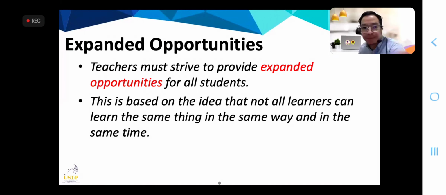So for chapter 1, you're already violating the principle of expanded opportunities, because according to Spady, not all learners learn at the same time. So probably when you design your instructional materials, how do you address this one? You allow students to proceed to the next topic even if it's not yet the schedule. Why? Because they learn faster compared to the rest of the class. And that is okay, rather than have them get bored.